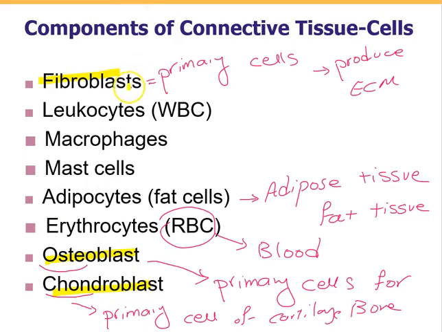These are the primary cells. Fibroblasts are the primary cells important for our connective tissue proper, like loose and dense connective tissue. These are responsible to produce the extracellular matrix, fibers, and ground substance. Osteoblasts are the primary cells important for our bone connective tissue, and chondroblasts are the primary cells of the cartilage connective tissue. And as you can see, we have these immune system soldiers: leukocytes, macrophages, mast cells. These are going to do the immunity for us or fight against the microorganisms.